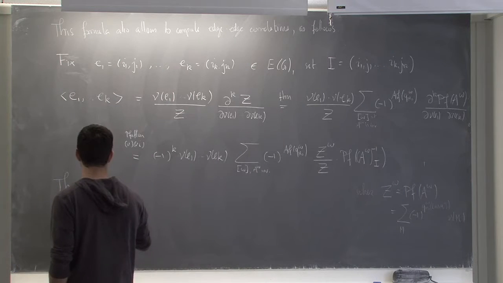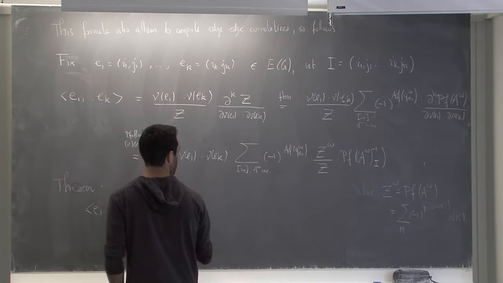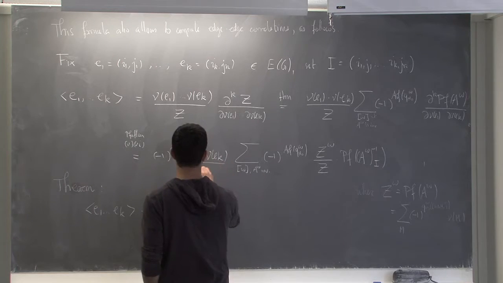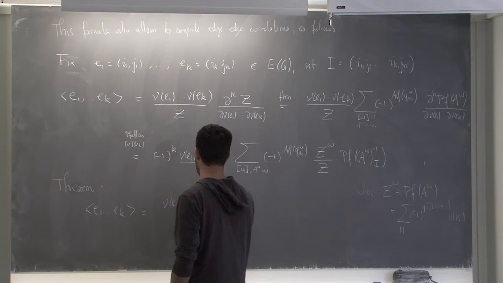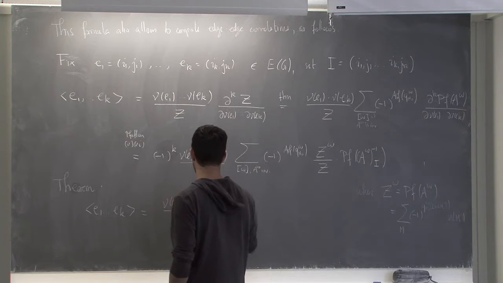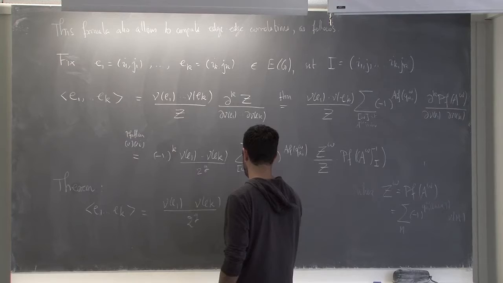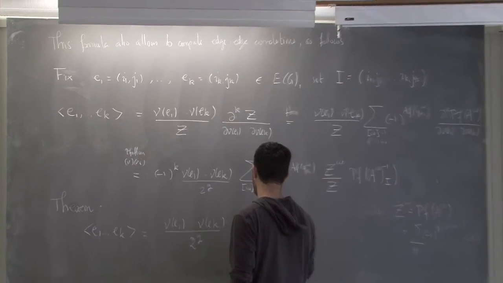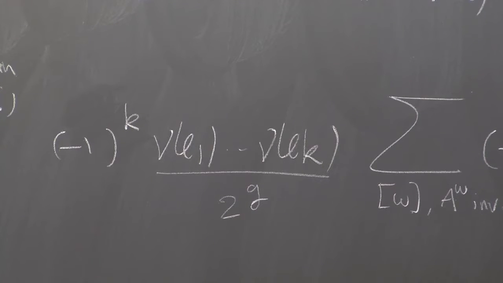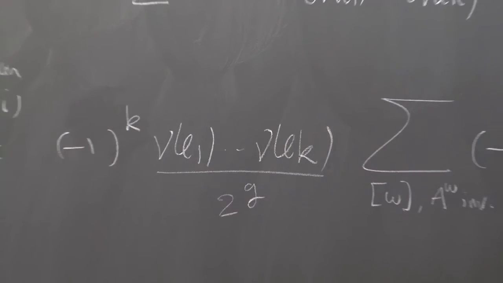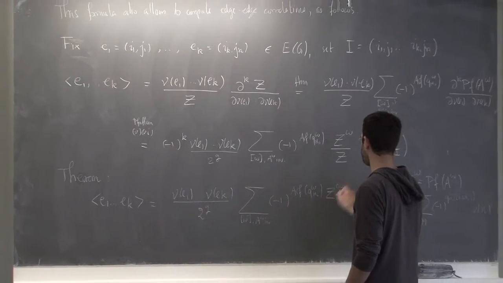So we have that E1 EK is given by, sorry, I forgot the 1 over 2 to the power g. So it's mu E1 mu EK over 2 to the power g, sum over all these. Well, okay, I'm just repeating this line. It's not very useful.